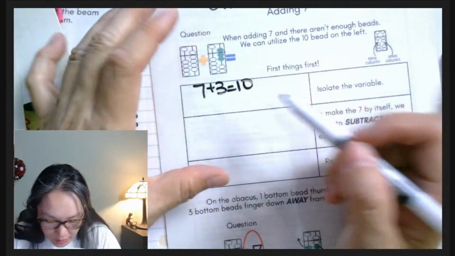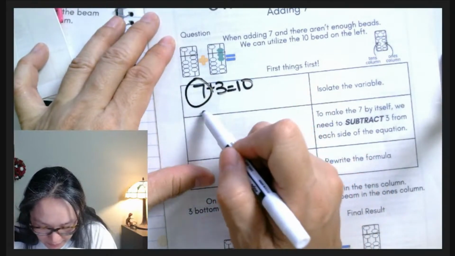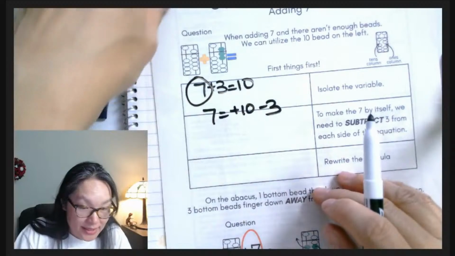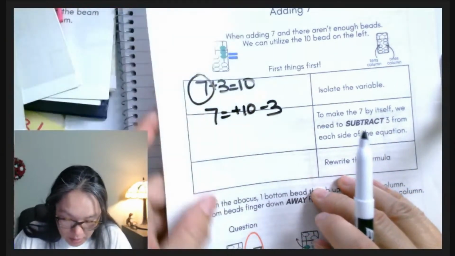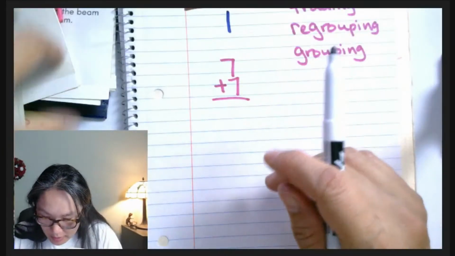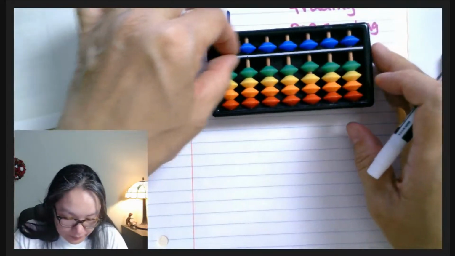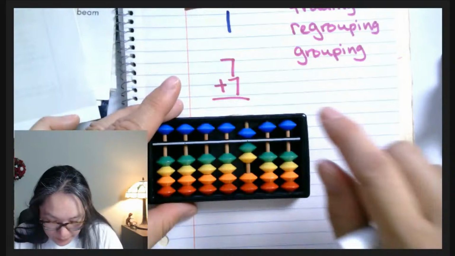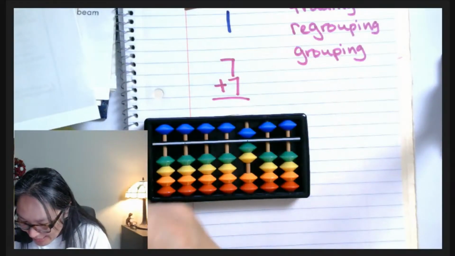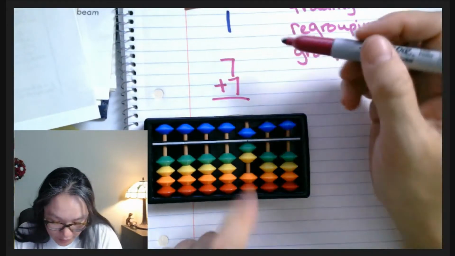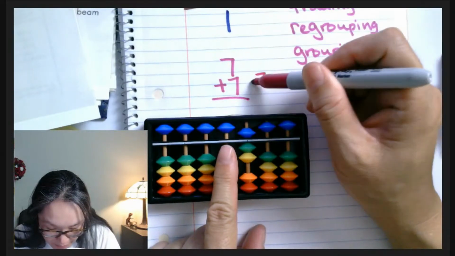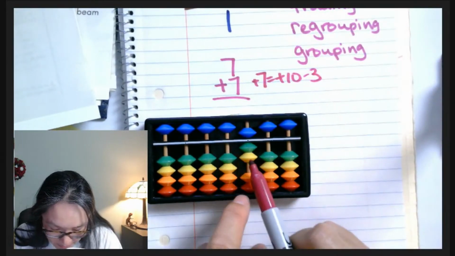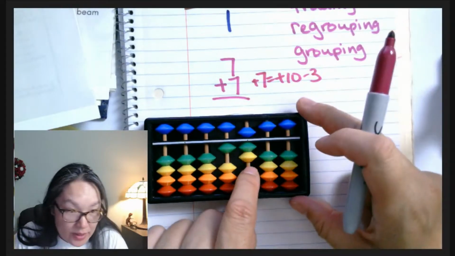I need to know it. I know it. 7 is equal to 10 minus 3. Yes, minus 3, right? So this is our formula. We understand. So I have 7. I'm going to plus the 10 minus 3. This is where it's cumulative. I'm going to plus the 10, and I take away the 3.